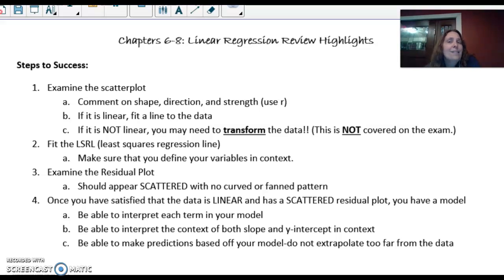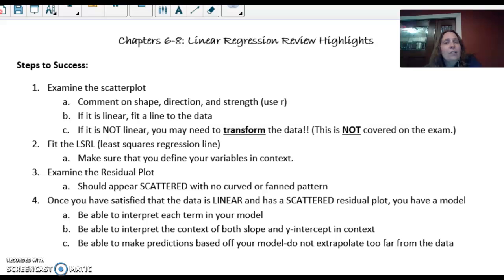A perfect positive linear relationship would be R equals 1. A perfect negative linear relationship, very, very strong, would be R equals negative 1. So it's not necessarily a problem if it's negative. It just means that as X goes up, Y goes down.